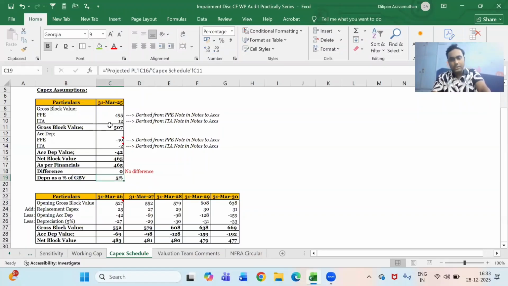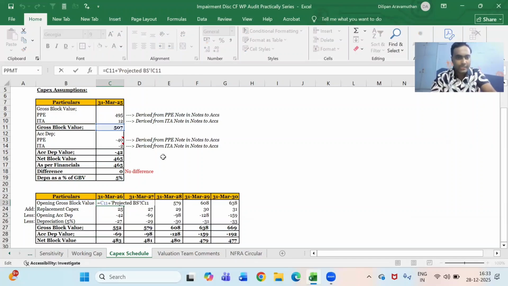So while projecting my property, plant and equipment block for the next 5 years, I will assume that my depreciation charge for that financial year is 5% of the gross block value. I hope that is clear, guys. So let's take the opening gross block value here. The opening gross block value should ideally be 507.